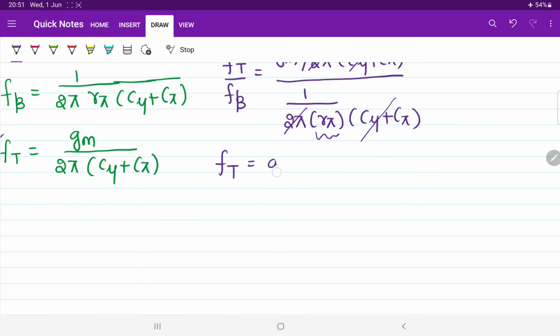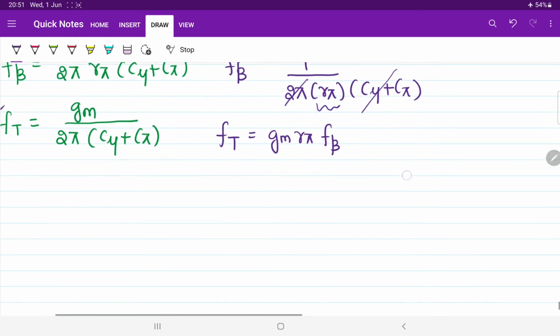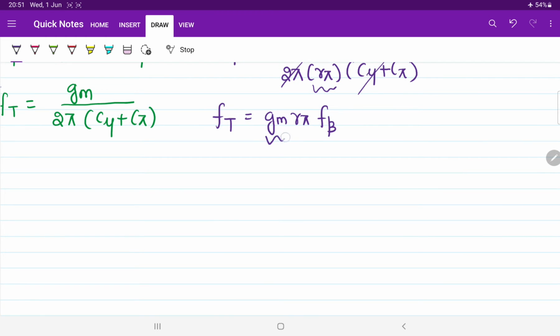This will be equal to Gm into R pi into F beta, that is 3 dB cutoff frequency. And I hope you all remember, once I brought the relation between beta, Gm, R pi. What is the relation? Beta equal to transconductance Gm into R pi. So you can also replace this Gm into R pi by beta. Gm into R pi can be replaced by beta times F beta. Clear? So that is the relation between unity gain cutoff frequency and beta, that is 3 dB cutoff frequency.